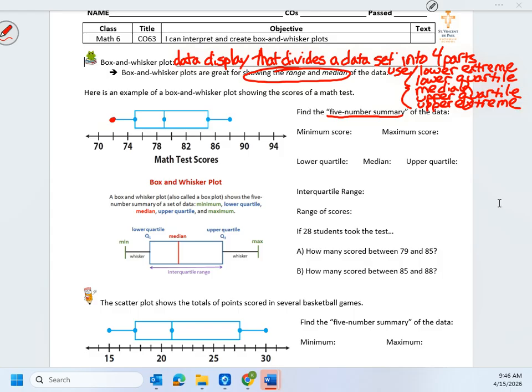So looking at our numbers, we have 70 and then 74, and then there's a line in the middle. What do you think that line in the middle represents, Joy? 72, because it's halfway between 70 and 74. So our minimum score is that lowest score. That is our lower extreme.